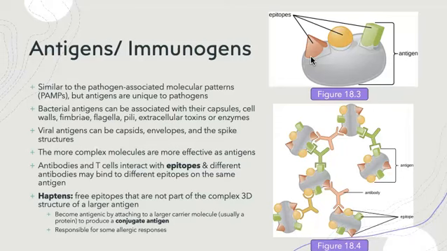Now, they can become a trigger for our immune system if they attach to larger carrier molecules, such as a protein. So a hapten plus protein is going to produce something known as a conjugate antigen. And like I said, this can cause an immune response. But we typically are going to see they are more related to allergic responses.